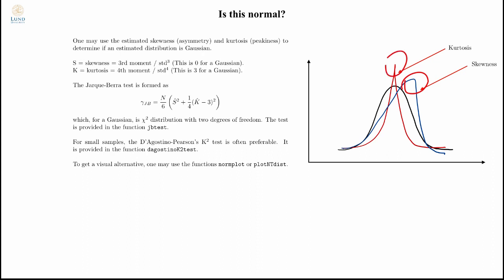And there's two classical tests. One is the Jarque-Bera test, which is formed like this, and you assume then if it's a Gaussian, your skewness should be 0 and your kurtosis should be 3, and you basically test if that is the case. And there's a test for that called JB test. There's also a more advanced test, which is the D'Agostino-Pearson K2 test, which is often better if you have a small amount of data, and this is implemented in the D'Agostino K2 test you can call. A good idea is also to use the norm plot, or the one that we provide, norm plot NT distribution, which checks also for the T distribution.